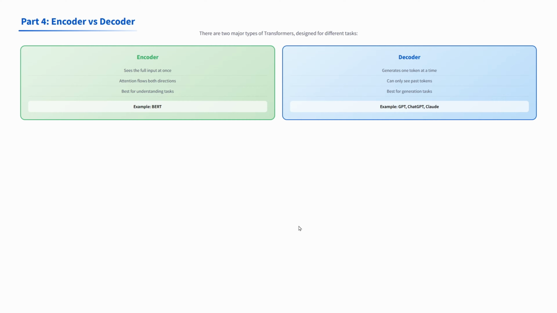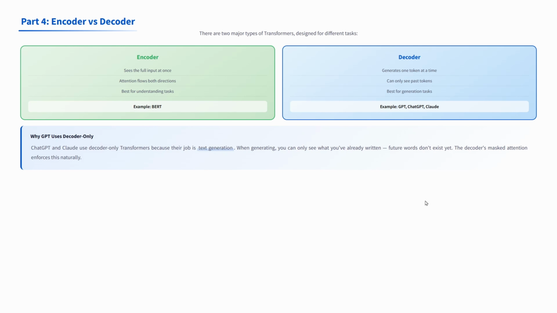On the right, we have decoders. Decoders generate text one token at a time, and they can only see past tokens, not the future ones. This makes them perfect for generation tasks. GPT, ChatGPT, and Claude are all decoder-only transformers.